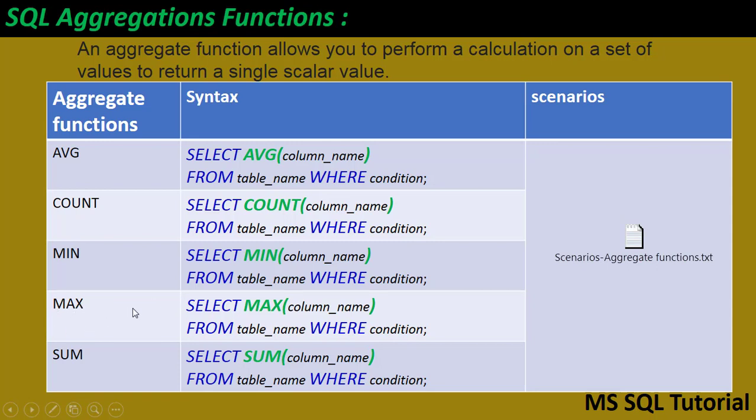I'm going to use the aggregate function. The syntax is SELECT MAX, with the column name that we are going to aggregate, FROM table name WHERE condition. If I want to check the total employee salary, then I will go for the SUM aggregate function: SELECT SUM column name FROM table name WHERE condition. Now let me open the scenarios for the aggregate functions.